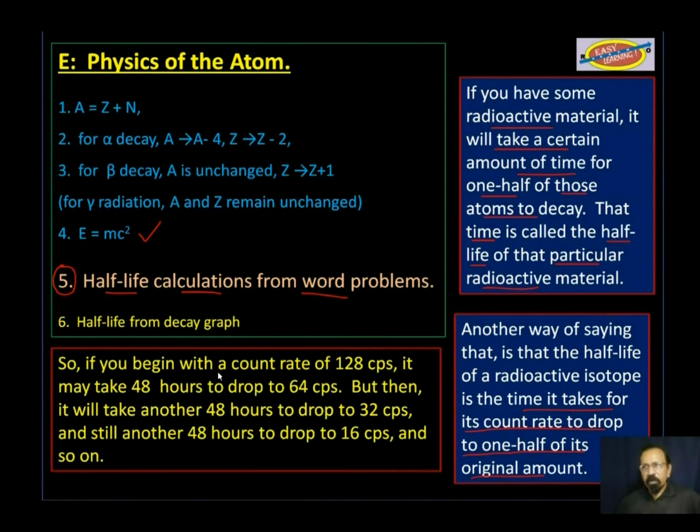So if you begin with a count rate of 128 counts per second, it may take 48 hours to drop to 64, which is half of that. But then it will take another 48 hours to drop to 32, which is half of that. And still another 48 hours to drop to 16, which is half of that, and so on. Notice that 48 hours is the half-life, and that is the constant.